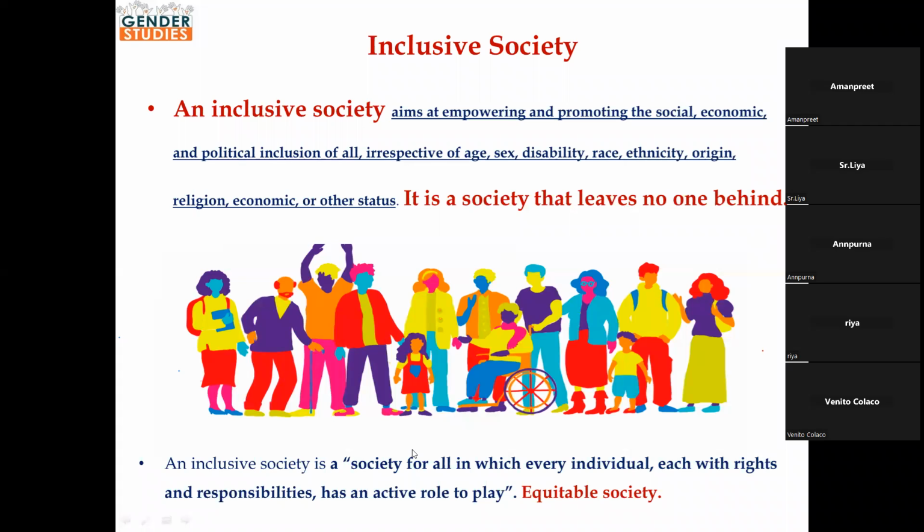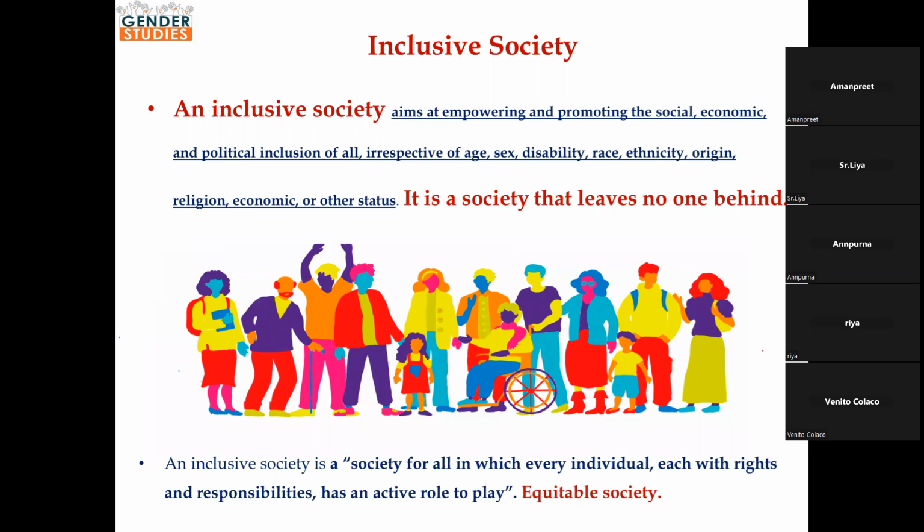See the picture. In the picture, guys, you are looking for a male, you are looking for a female, you are looking for a disabled person, you are looking for a marginalized person, right? So we are talking about empowering all the persons. This is called gender studies, right? Our paper is gender studies.